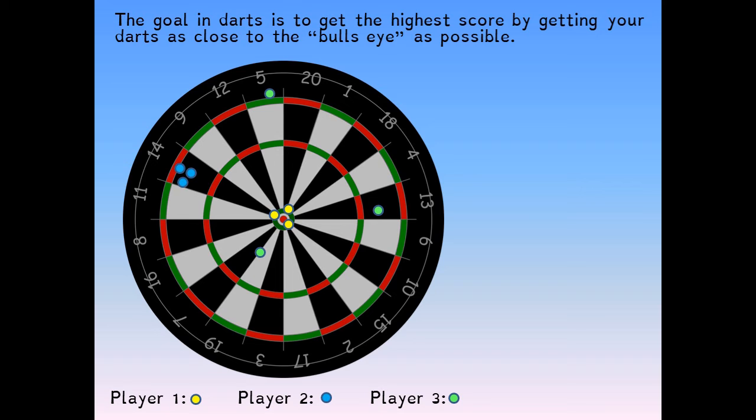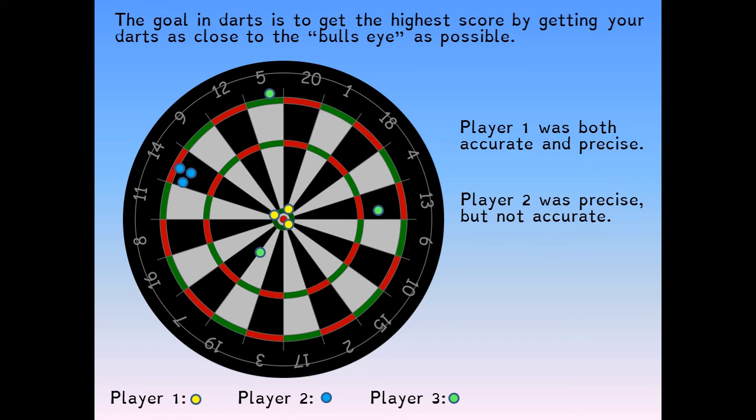So let's analyze this. Player 1 was both accurate and precise. He was accurate because all three of his darts landed very close to the bullseye, and he's precise because all three of the darts are very close together.